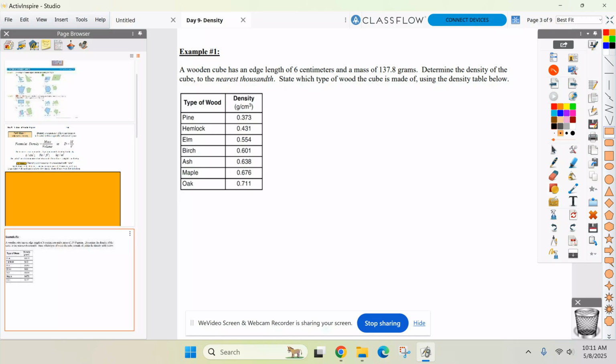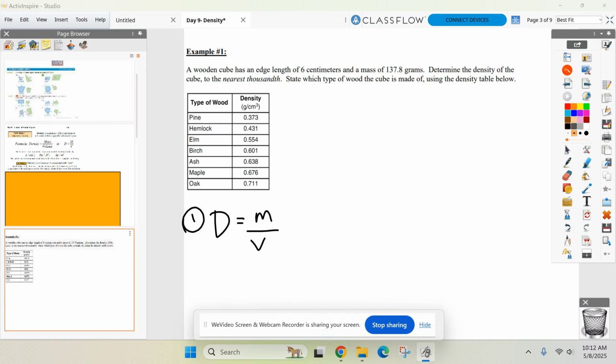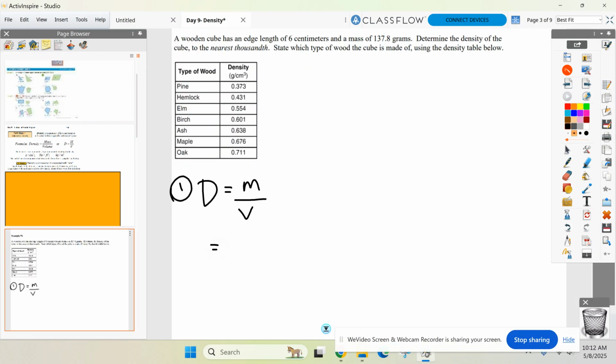So here we go. We got a wooden cube, edge lengths of 6 centimeters, and a mass of 137.8 grams. What's the density? And based on the table, what type of wood do I have? That's a density table. Well, here we go. First, density. Start using the formula more now. Mass divided by volume. The only thing I'm given is the mass, 137.8 grams. So we can substitute that in for mass, 137.8.